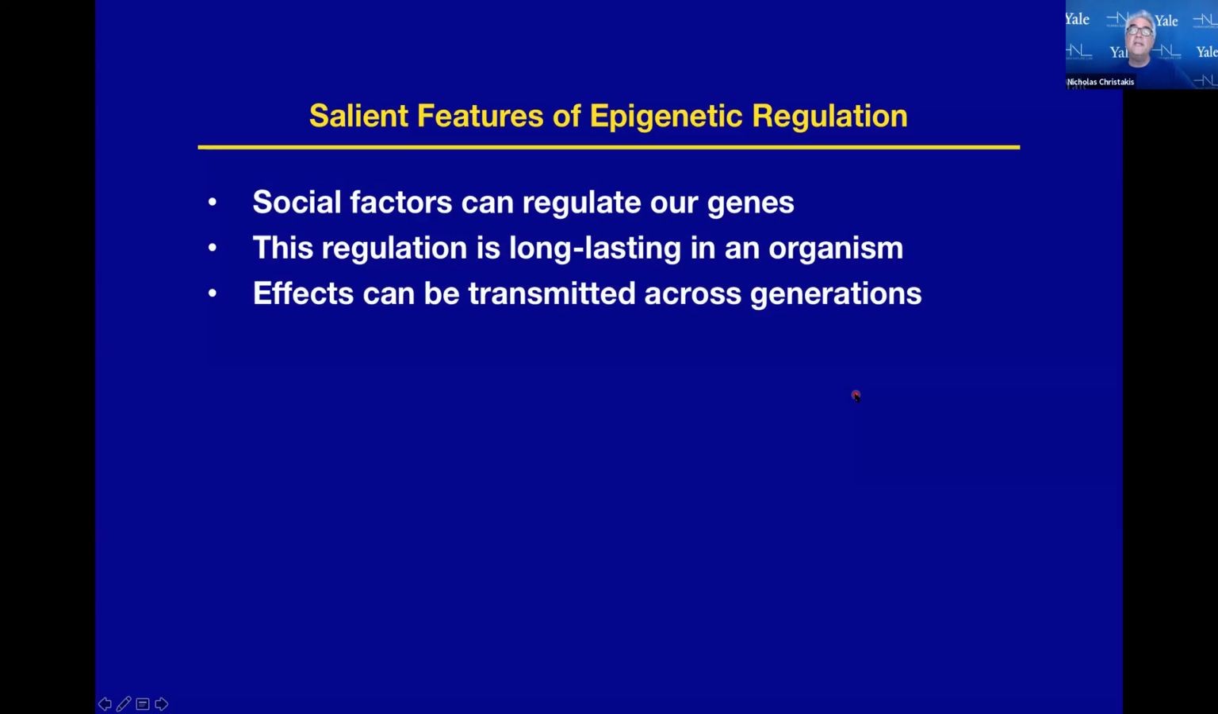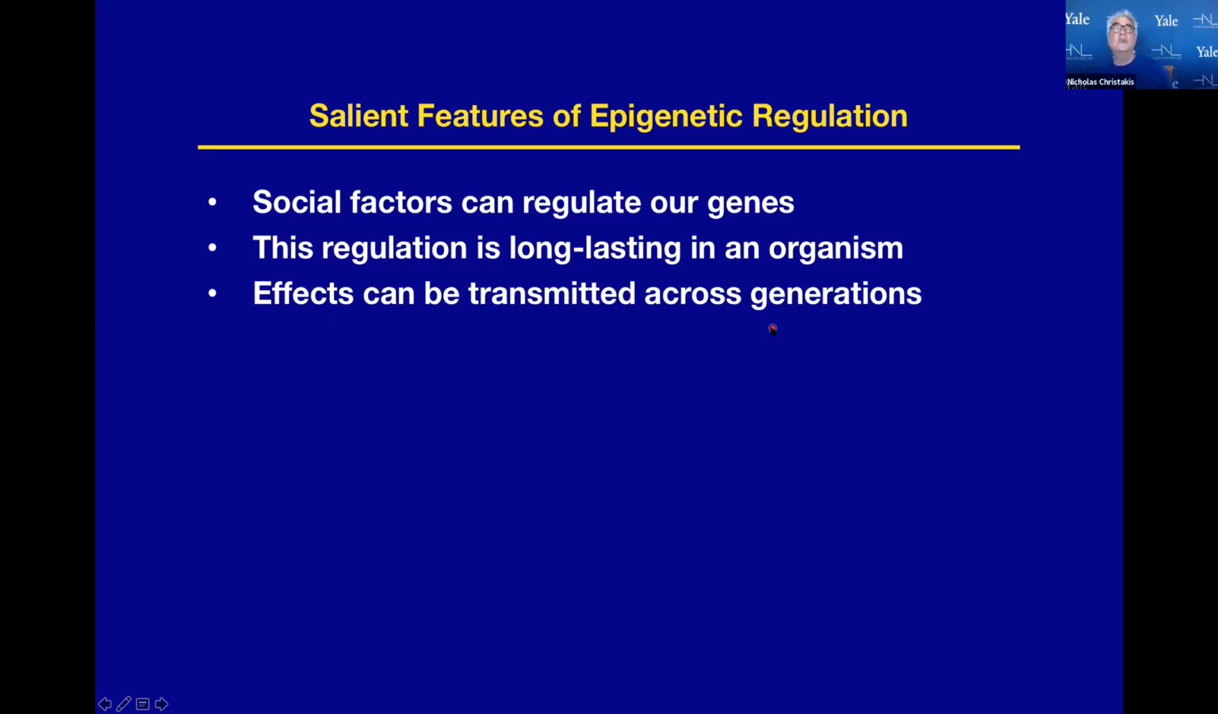So there are three distinct sorts of ideas we've been considering in the topic of social epigenetics. First of all, we've seen that social factors can regulate our genes. These are provisional ideas. I'm not saying these are certainly true in humans. I'm not saying they're true in all situations. I'm saying there's a lot of suggestive biology and some nascent social science that supports these ideas. This regulation is long lasting in an organism. We know this from other animals. There's no reason it wouldn't be in us. And there's suggestive evidence that these effects may be transmitted across generations.